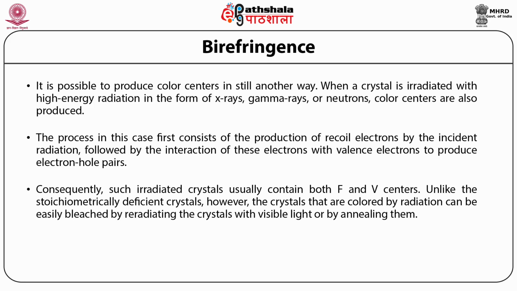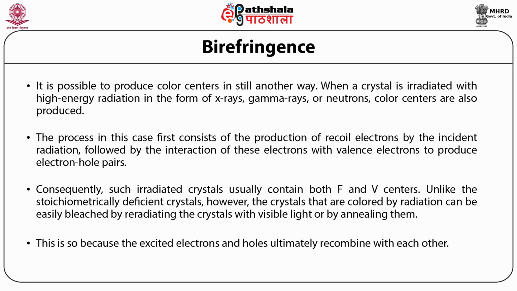Unlike the stoichiometrically deficient crystals, however, the crystals that are colored by radiation can be easily bleached by re-irradiating the crystal with visible light or by annealing them. This is so because the excited electrons and holes ultimately recombine with each other.